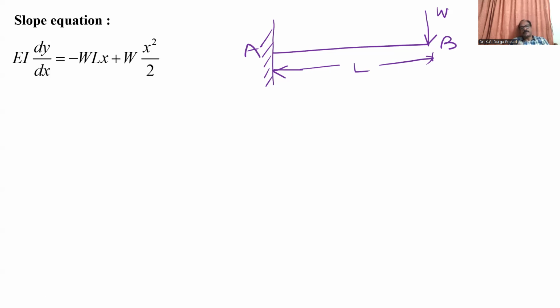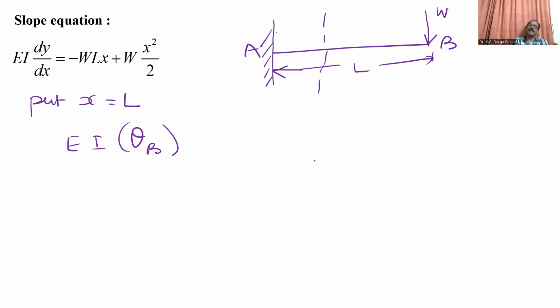My dear friends, try to understand. I want to know the slope at point B. Then what am I going to do? What value should I put for x? To find the slope at B, you have to put x equal to L. What is point B? It is a free end. So what is the meaning of x? It is the distance of the section considered from the fixed end. If x equal to 0, you get A. If x equal to L, you get point B, right? So I want to find the slope at point B. That's why I am going to put x equal to L.